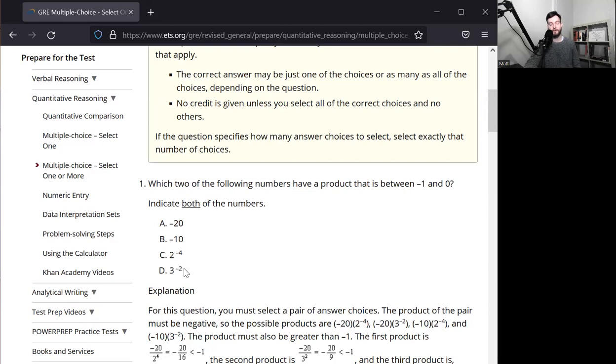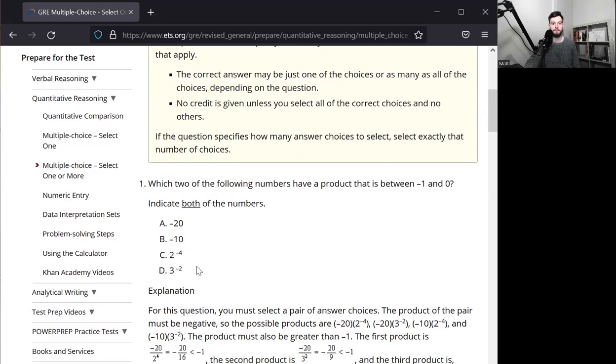3 to the -2 power is 1 over 3 squared. This is 1 over 9 because 3 squared is 9. This is 1 over 16 because 2 to the 4th power is 16.